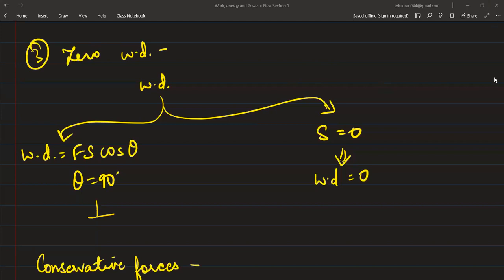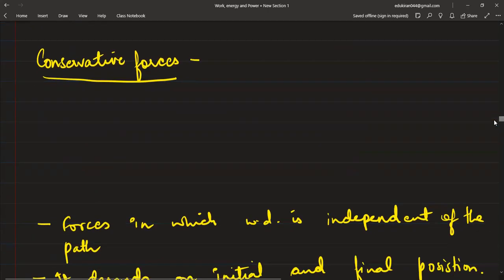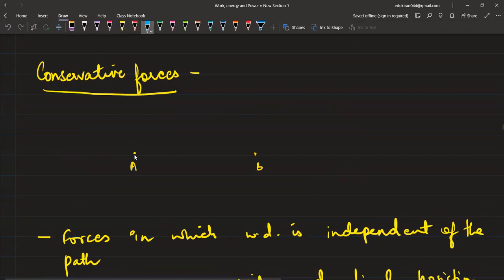Conservative forces are those forces where the work done, see, you have to talk in terms of work done, where the work done does not depend upon, yes, independent of the path. Correct. Like if this is point A, this is point B. There are many paths which I can follow.